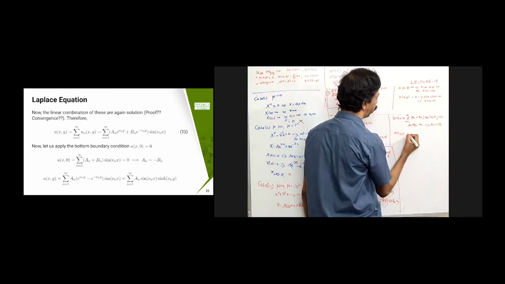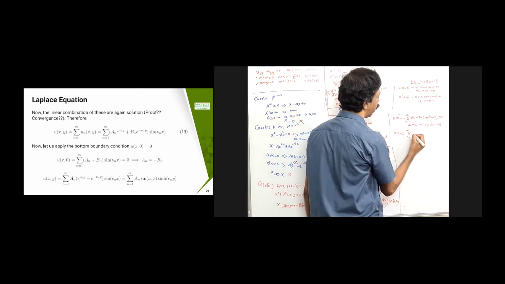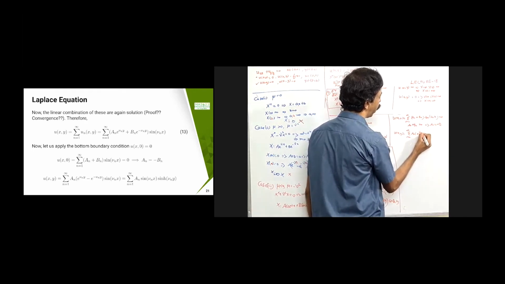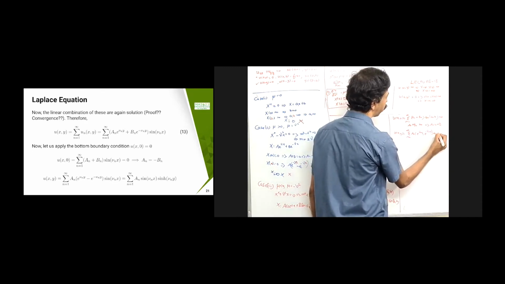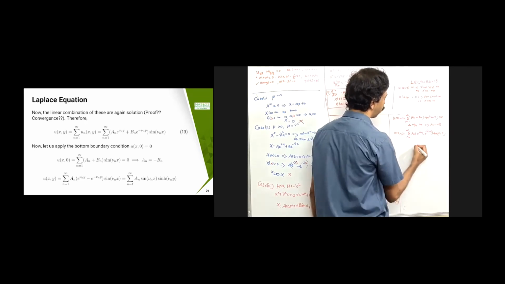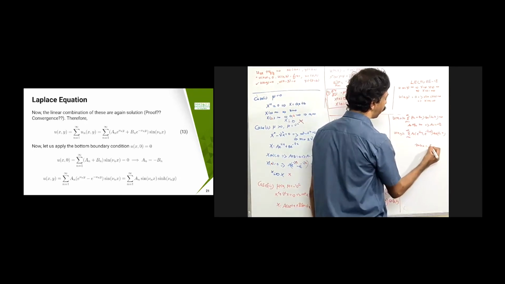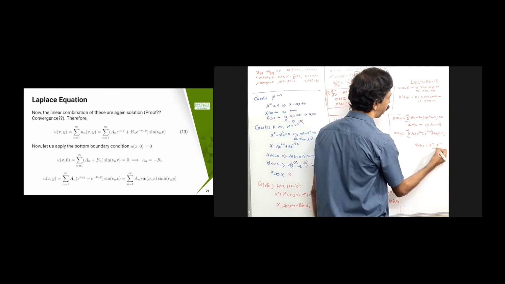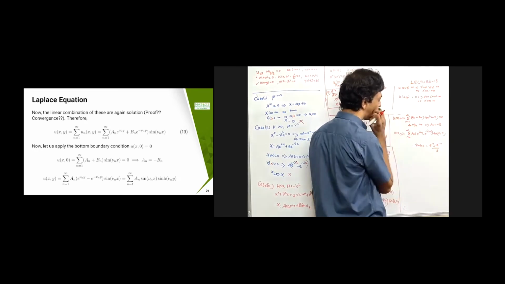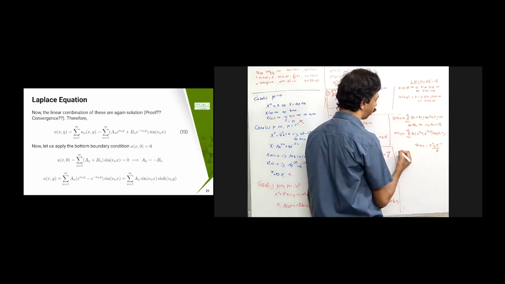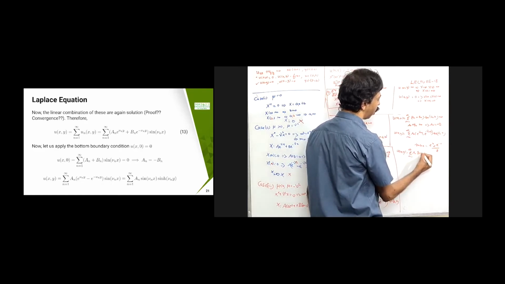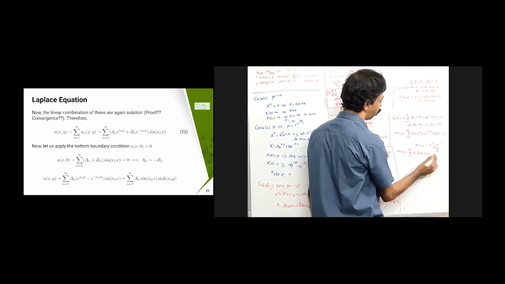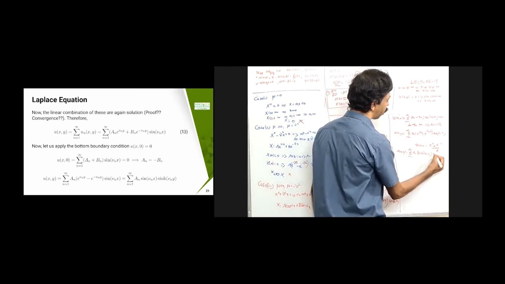Therefore, your u(x,y) is going to become the summation n equal to 1 to infinity of an (e^(νn y) minus e^(−νn y)) into sin(νn x). But we know that sinh x is nothing but (e^x minus e^(−x))/2, so I'm just absorbing that 2 also inside that an. So in general you can write it as u(x,y) equal to the summation n equal to 1 to infinity of an sinh(νn y) into sin(νn x).